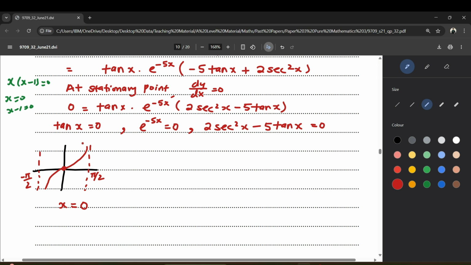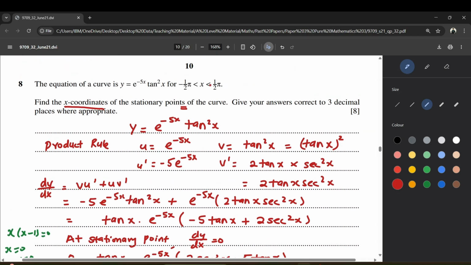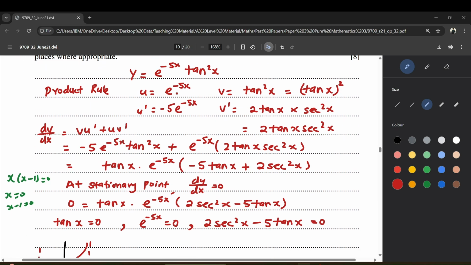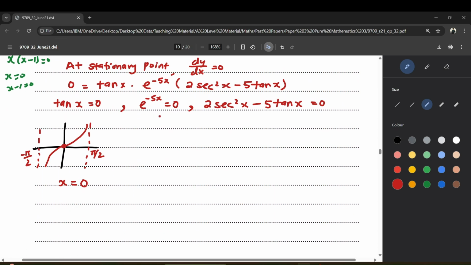Okay, all right. Coming to the second one, now because we are limited between this range, right? This is the range that is given in the question, minus pi upon 2 and pi upon 2. So we cannot go further in the graph. Coming to this point, okay, e to the power minus 5x is equal to 0. This equation has no solution because for no value of x can you find a value of y which is 0. Okay.